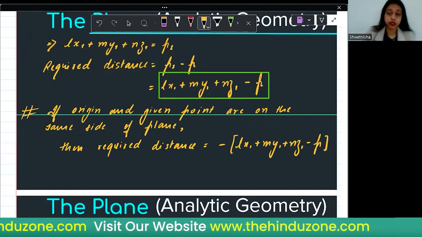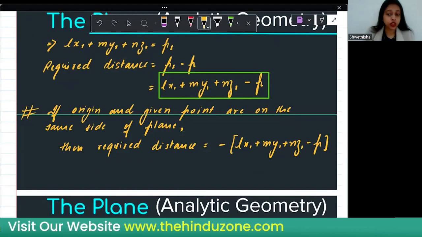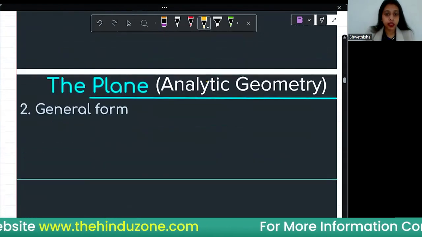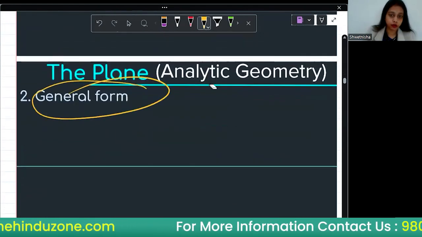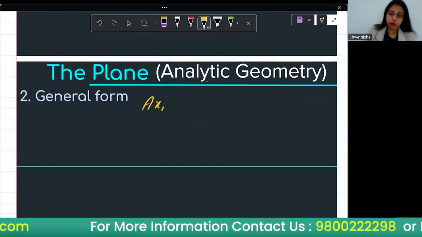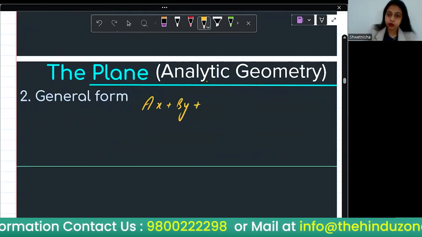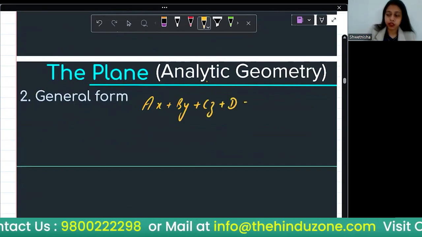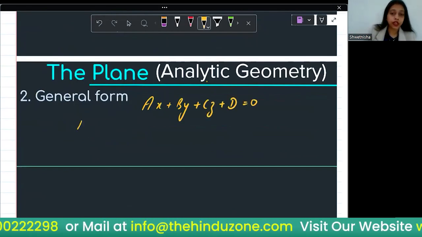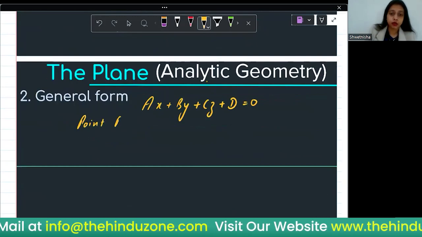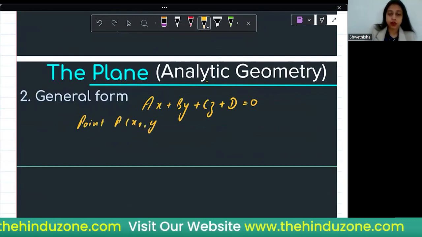The only difference is this. But if I am dealing with a general form of the plane, that means the plane would be Ax plus By plus Cz plus D equals 0, and the point is P(x1, y1, z1).